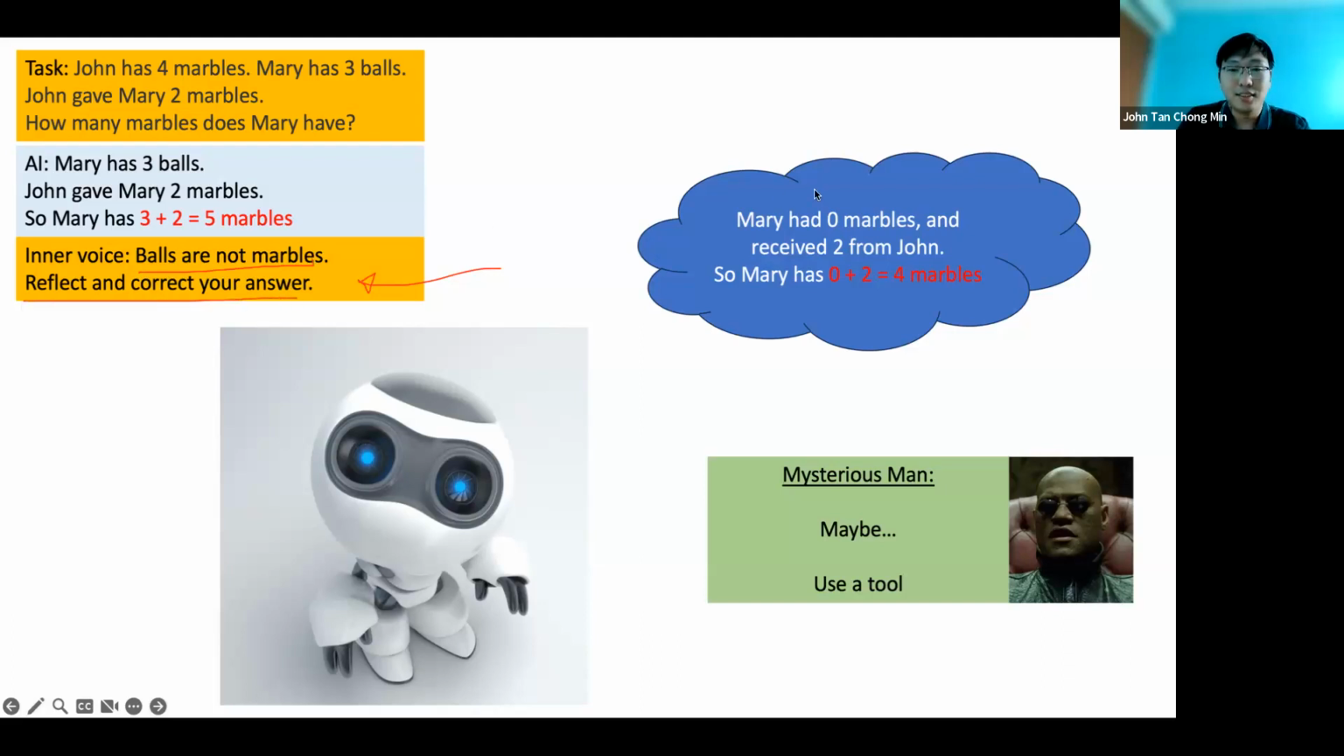So this reflection caused it to think again and then start saying that, oh, Mary had 0 marbles and received 2 from John. So Mary has 0 plus 2 equals 4. Over here, I intentionally made a mistake in the calculation to illustrate something later on. But if you ask it to reflect, ChatGPT would solve the problem already.